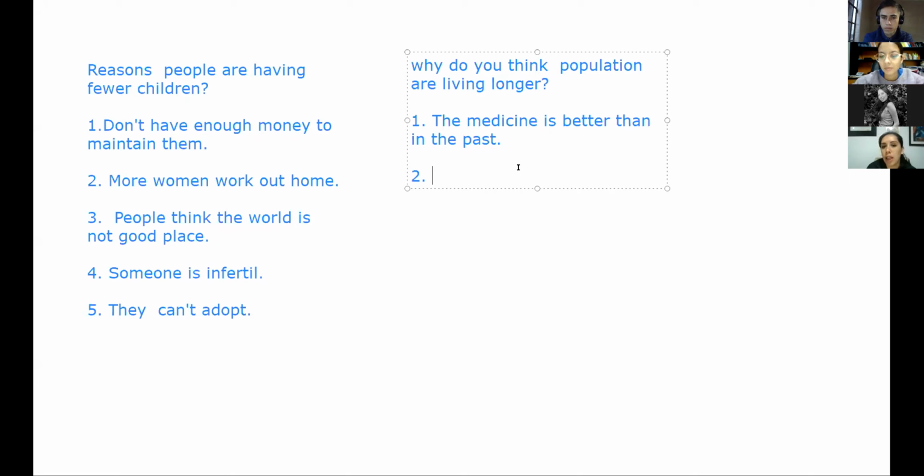Maybe in 30 years the population will be older. Help us, Spanish, I don't know what the word is. The older, and young, and few young people. Population.